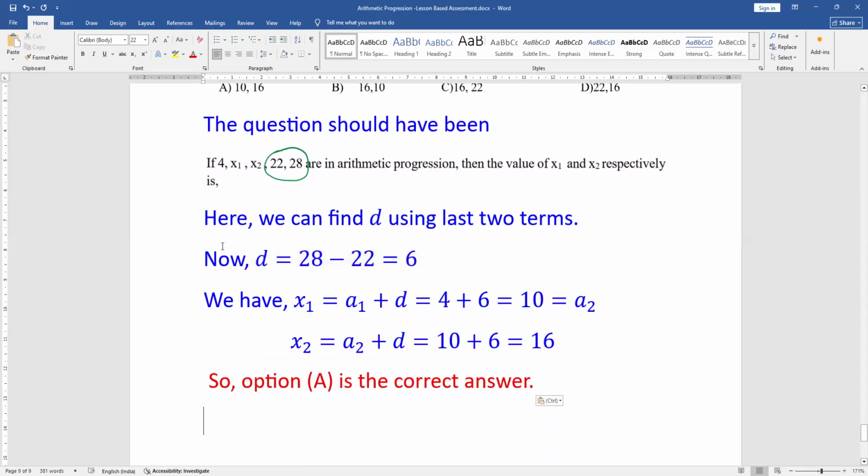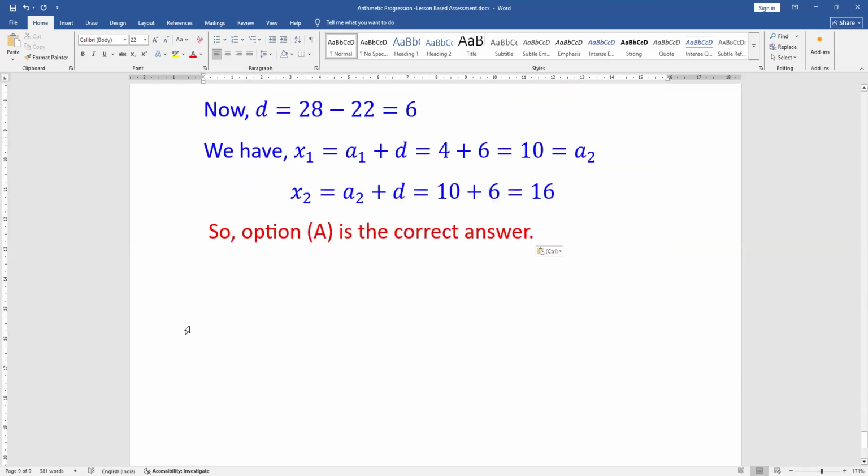Okay. So now let me explain once again. So what we did here: first we found the common difference using the last two terms. The next, what we did, that is 28 minus 22, we get 6. Then what we did was x1, we found out x1. So what is x1? x1 is nothing but the first term plus common difference. So you got the second term. Then again what is x2? Second term plus common difference, right? So that will be 16. Now we move on to the next question.